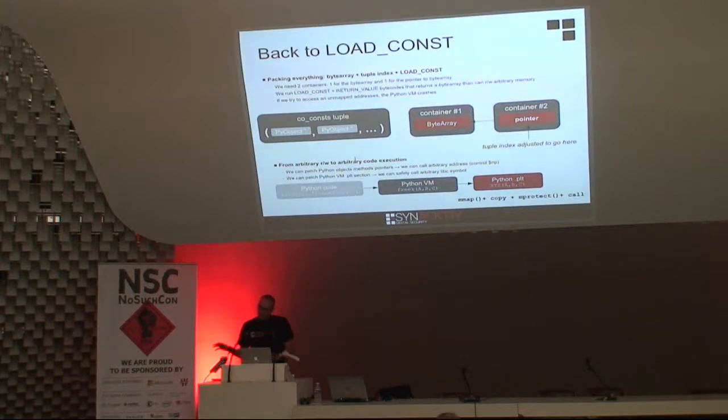So we know how the bytearray works, and we know how to calculate an index. Now what we want to do is to ask the Python virtual machine to give us back this bytearray so we can read and write everywhere. Here we use two opcodes, a long constant and a return value, and I explained before how to calculate the right index. The only little trick is you have to use two different containers. When I'm talking about a container, I'm talking about the string object from before. You need to have a pointer pointing to the bytearray. Then you adjust your index so that it points to container 2, and then you get your fake bytearray object.